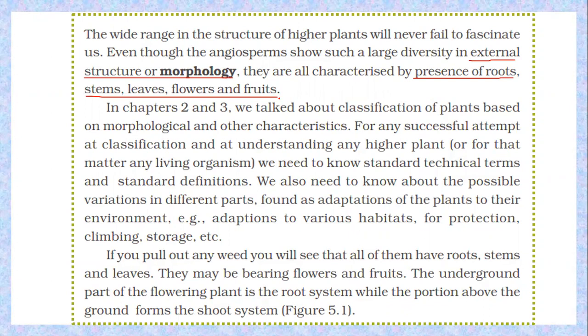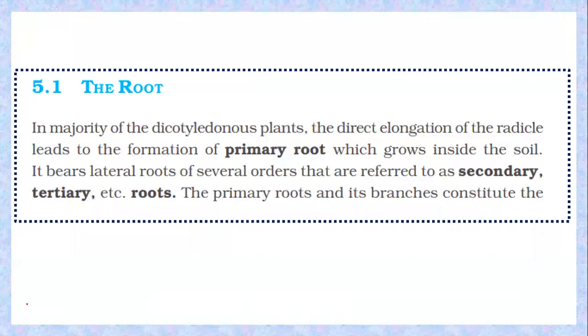If you pull out any weed, you will see that all of them have roots, stems, and leaves. They may be bearing flowers and fruits. Yes, this is an important statement. The underground part of the flowering plant is the root system, while the portion above the ground forms the shoot system. I hope you all can hear me properly because my throat is not well, so I'm talking a bit lower. The part of the flowering plant which is above the soil is called the shoot, and which is below the soil is known as the root.